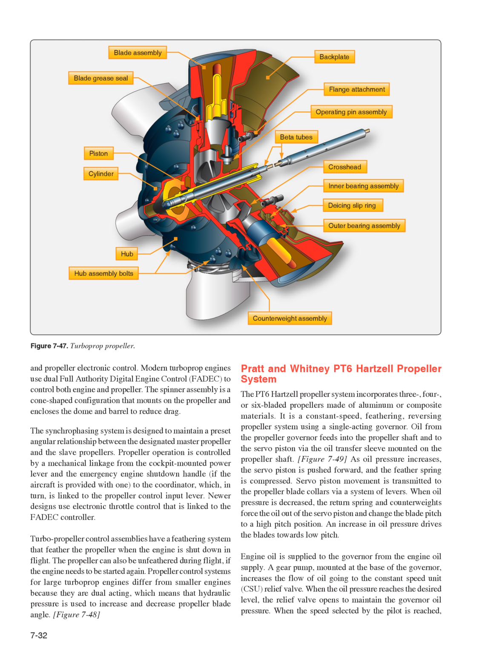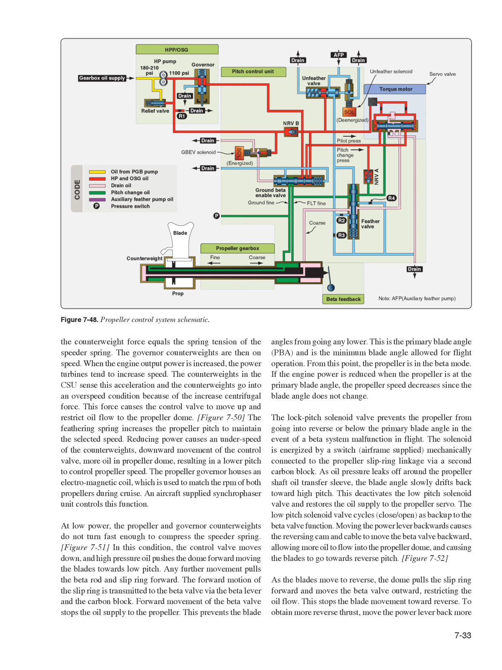When oil pressure is decreased, the return spring and counterweights force the oil out of the servo piston and change the blade pitch to a high pitch position. An increase in oil pressure drives the blades towards low pitch. Engine oil is supplied to the governor from the engine oil supply. A gear pump, mounted at the base of the governor, increases the flow of oil going to the constant speed unit (CSU) relief valve. When the oil pressure reaches the desired level, the relief valve opens to maintain the governor oil pressure. When the speed selected by the pilot is reached, the counterweight force equals the spring tension of the speeder spring. The governor counterweights are then on speed.